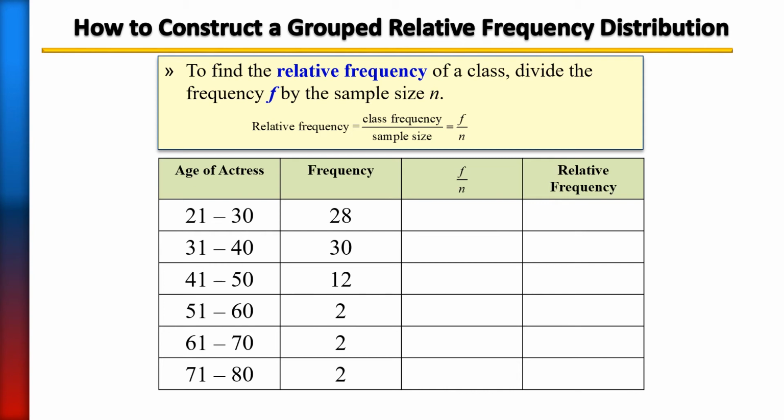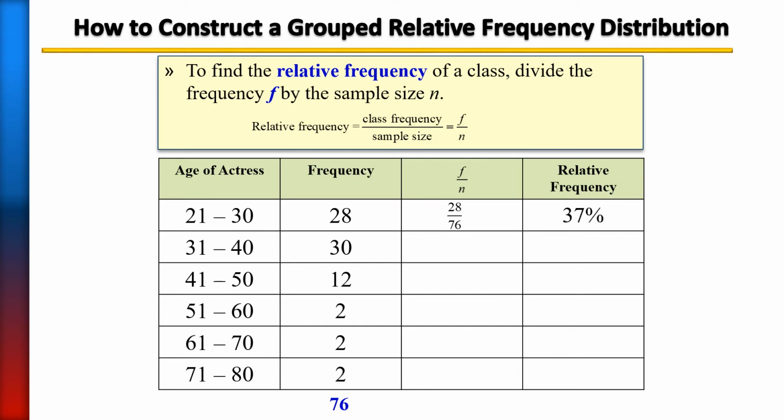over the total sample. So what we need to do then is go ahead and add this frequency column so that we can see what is the total sample size. So the total sample size then is 76. So to find the relative frequency for the first group, it would just be 28 over 76. And if you have your calculators, you can go ahead and get them out, that's 28 divided by 76, which is going to give you a relative frequency of approximately 37%.